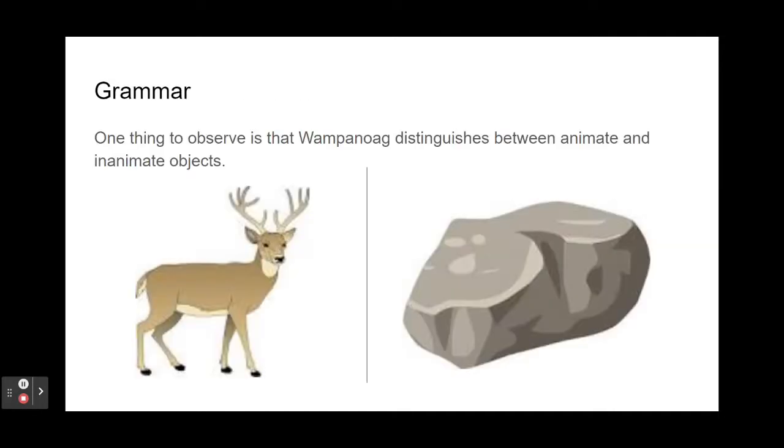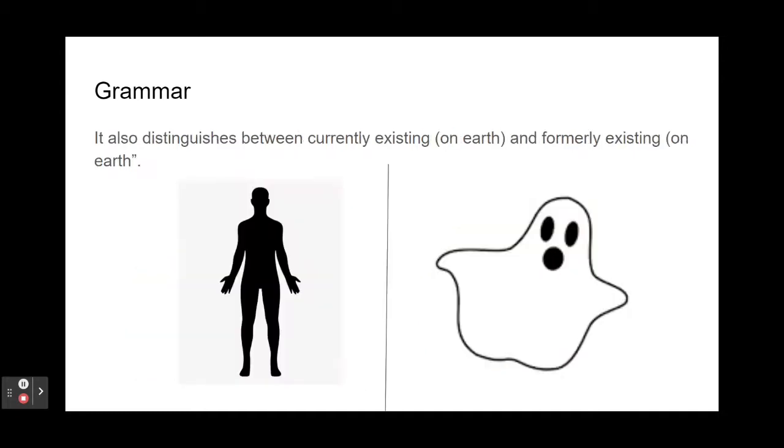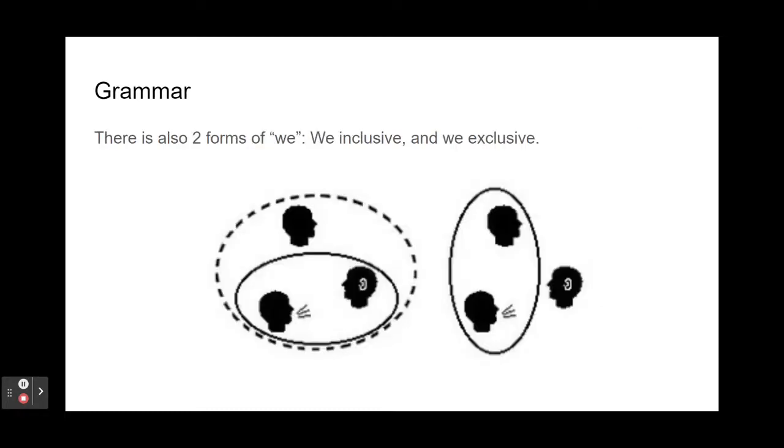Let's continue. So one thing we have to know is that the Wampanoag language distinguishes between animate objects and inanimate objects, alive or not alive. They also distinguish between currently existing and former, so alive, dead, here, no longer here. And there's two forms of we, kind of like the Dravidian languages in India: we inclusive, you and me, and then we exclusive, we but not you.